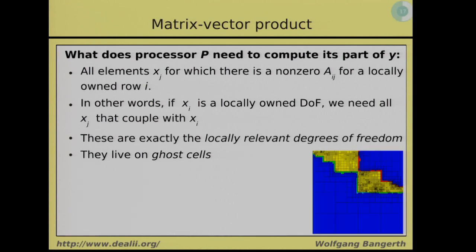So here's a picture of this. So let's say I'm on the processor that owns all of these yellow cells here. The only degrees of freedom of x that I need to import are the ones that live on one row of cells around my own subdomain. So let's say the red ones belong to the processor that owns this one here. The green ones belong to the processor that owns that subdomain down here. So it's a relatively small number of degrees of freedom that I have to import.